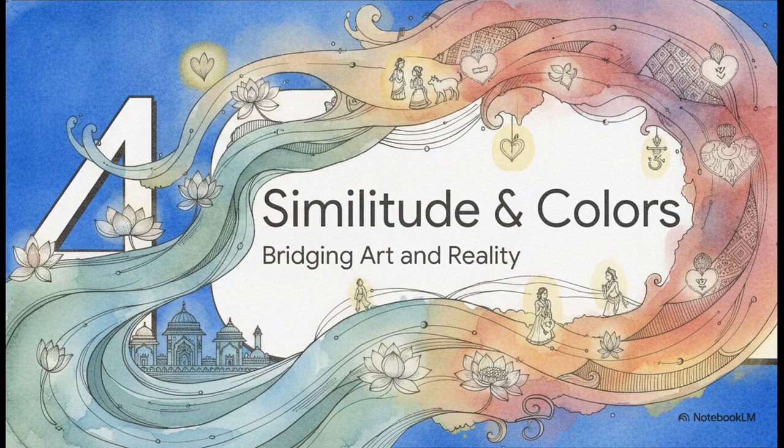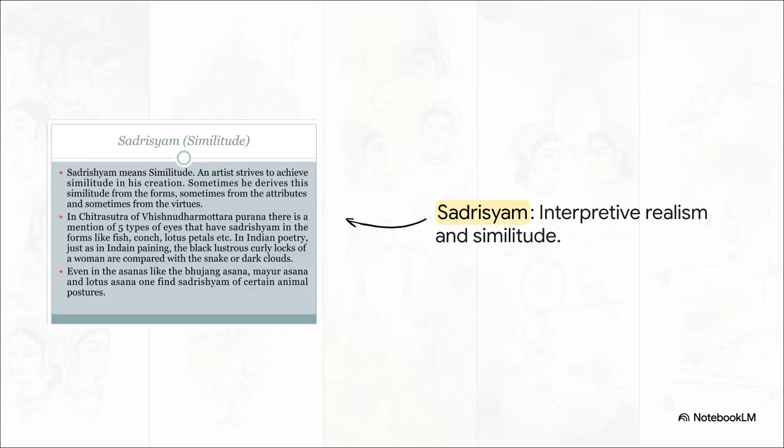All right, Section 4, Similitude and Vibrant Colors. Let's talk about bridging art and reality. The fifth limb here is Sadrishyam, which means similitude or likeness. This requires the artist to deeply observe and replicate the true essence of their subjects.